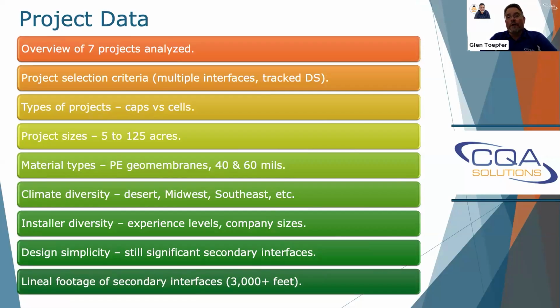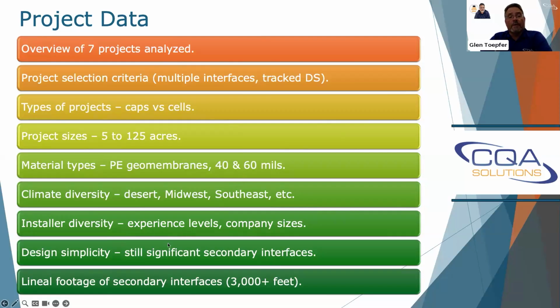The projects were both caps and cells, so you had, I think it's two that were LLDPE and the other five were HDPE. They were 40 and 60 mil. Project size varied from 5 to 125 acres, and the climate diversity, some of these were in the southeast, the southwest, the midwest, so they were all over the United States, installed in typical summer conditions. The installers were diverse, so different levels of experience.